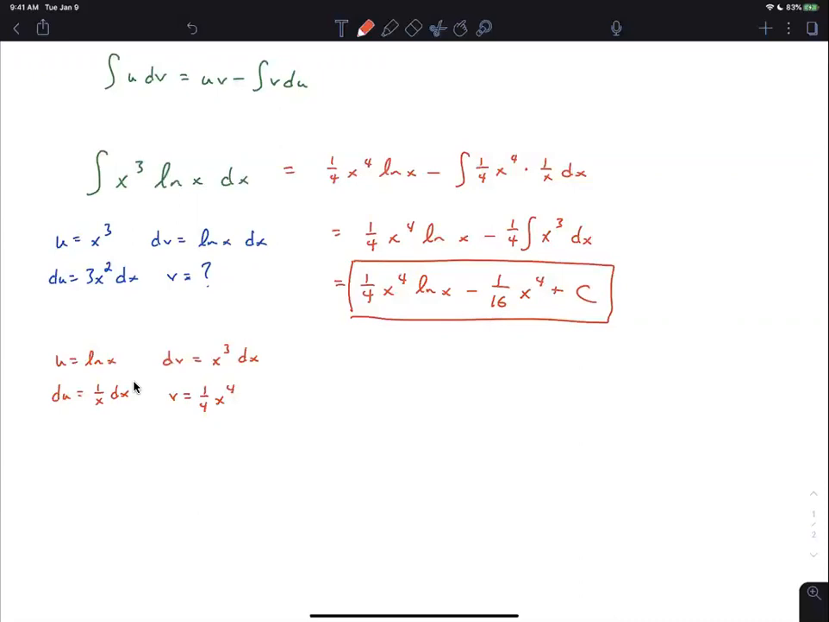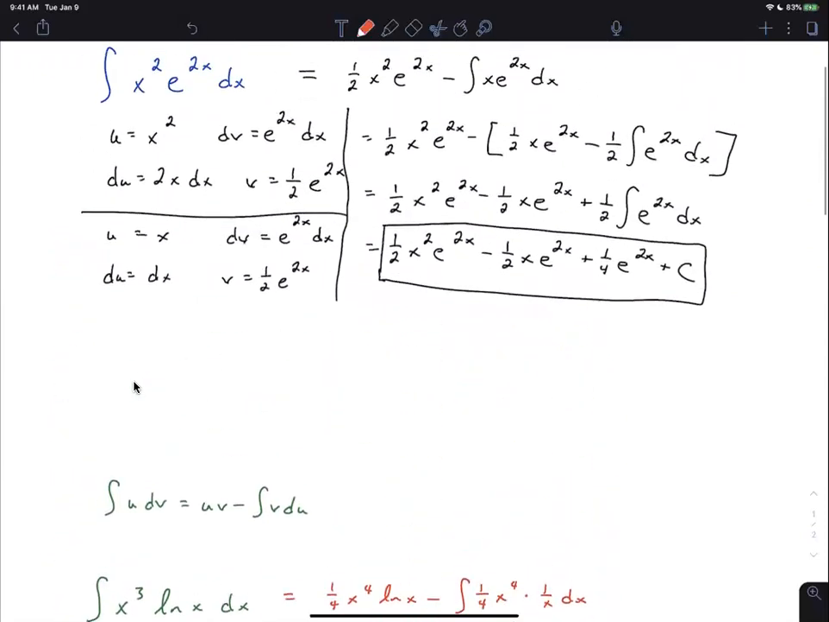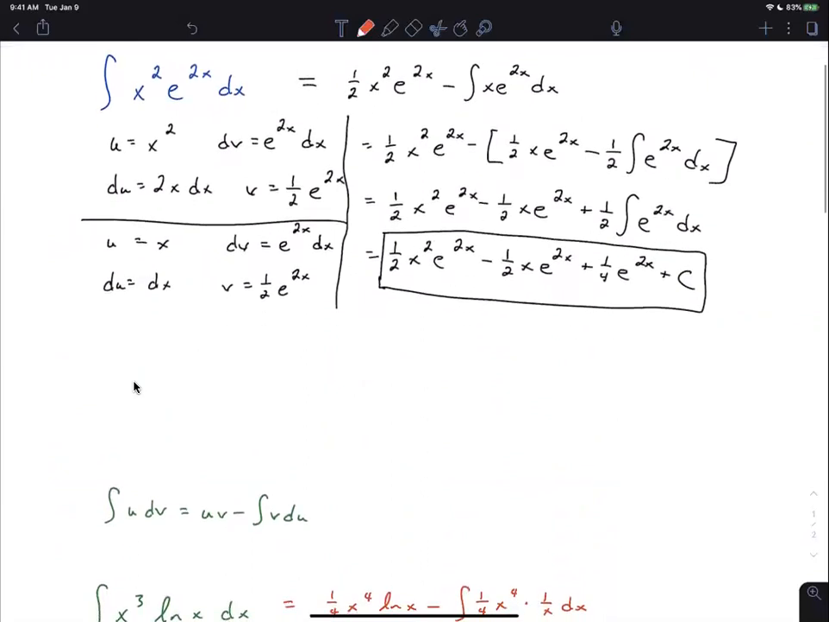Does everybody get what I'm talking about? Okay, so we're trying to think through how do you know what to set up here? How do you know what to pick for u? And how do you know what to pick for dv? And there's not an easy answer to that, but this is a good way to think about it.